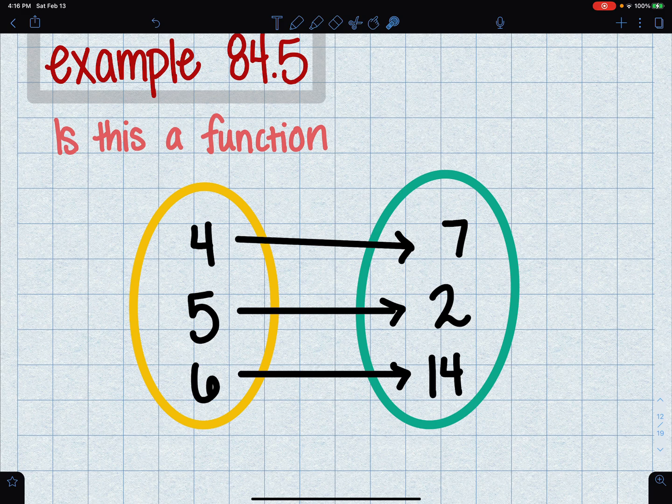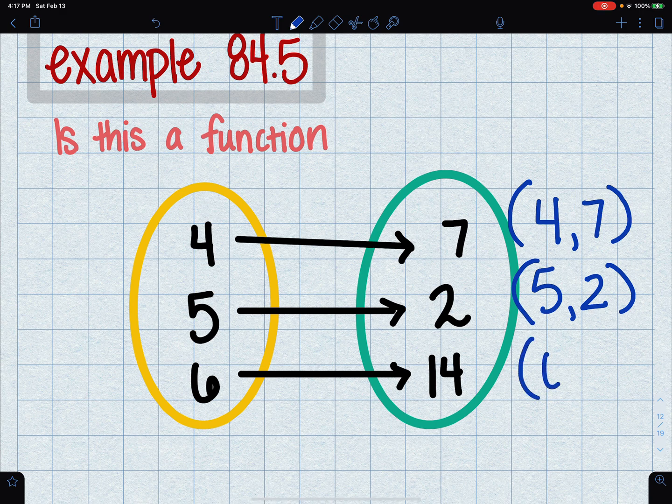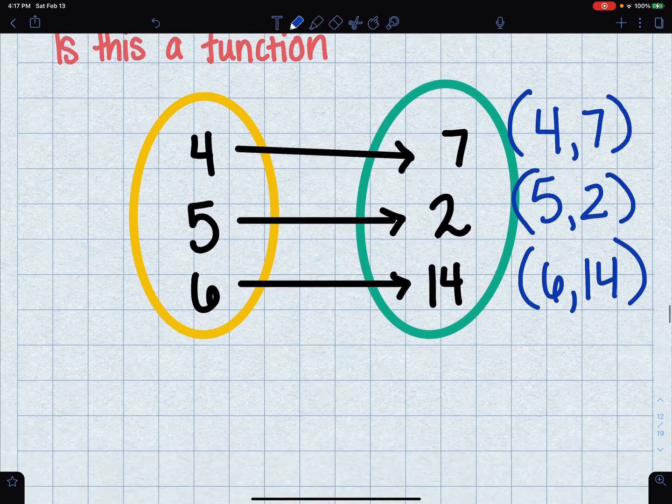So, if you put in a 4, it gives you a 7, fine. If you put in a 5, it gives you a 2, fine. If you put in a 6, it gives you 14. Remember, these are ordered pairs. 4 is going with 7, 5 is going with 2. It doesn't tell us what the equation is, but that's okay, it doesn't matter. Is it a function? Heck yes it is.